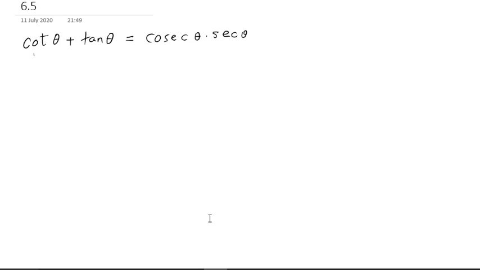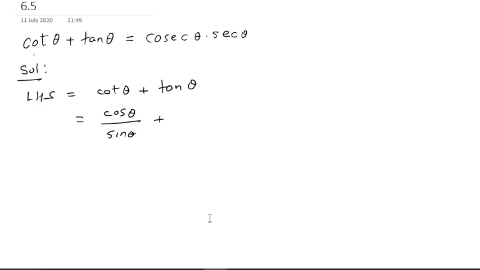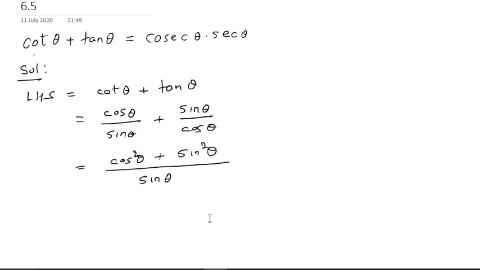Again we can start with left hand side. So in solution I will start with LHS. Left hand side is cot theta plus tan theta. Now cot theta is cos theta divided by sin theta plus tan theta is sin theta upon cos theta. So when I cross multiply, I will get cos square theta plus sin square theta, and in denominator I have sin theta into cos theta.